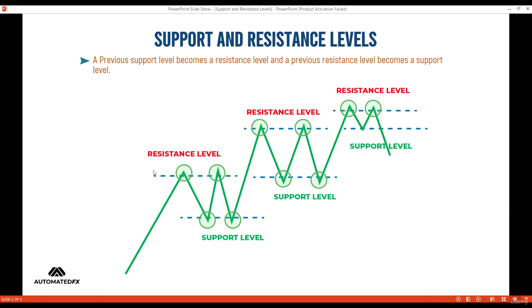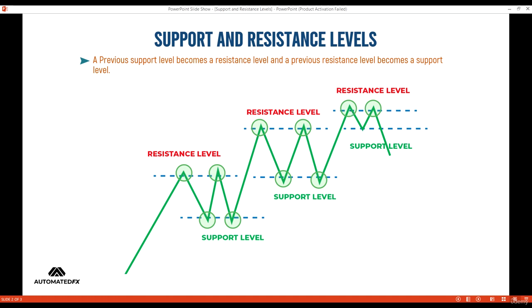If, for example, we have this level as a resistance level, and then the market breaks it, goes up and then starts to retrace again, there is a high probability that the market will act or change direction when it comes to this previous resistance level. So this previous resistance level has turned into a new support level. Now we have this as a new support level and this as a new resistance level. Then it breaks again, and we also have this as a new support level and the new level it has created as a new resistance level.